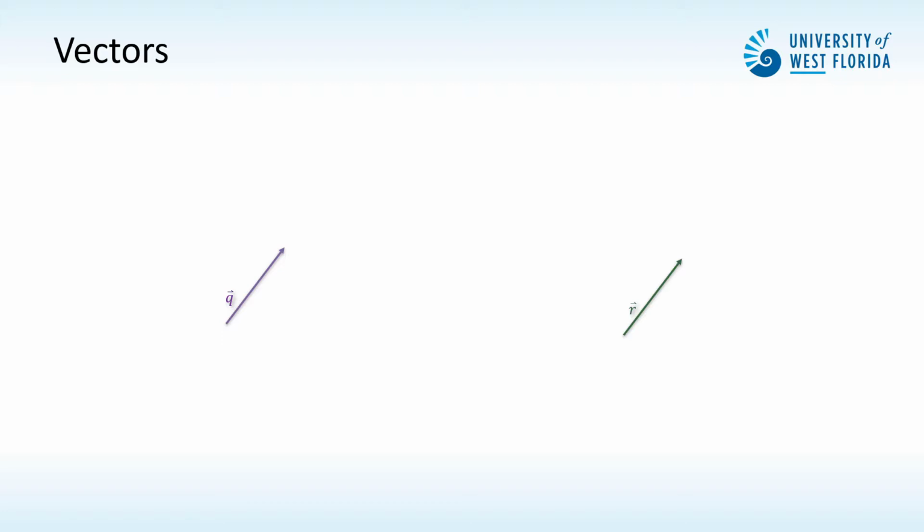Once again, I need to cover some background material before we can go any further. Recall from the first video that I said vectors that have the same magnitude and direction are equivalent. Consider vectors q and r. Let's assume that these vectors have the same magnitude or length, and let's also assume they have the same direction. Then they must be equivalent vectors.